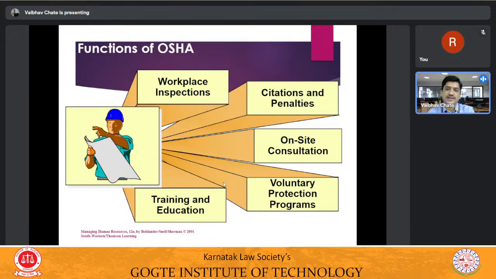So that means on-site consultation is also part of the functions of OSHA. Voluntary protection programs. Okay, so when we discuss unit number 1 in detail, we'll be discussing the voluntary protection programs. Training and education, this is very important. Employees have to be trained and educated as far as occupational health and safety is concerned.